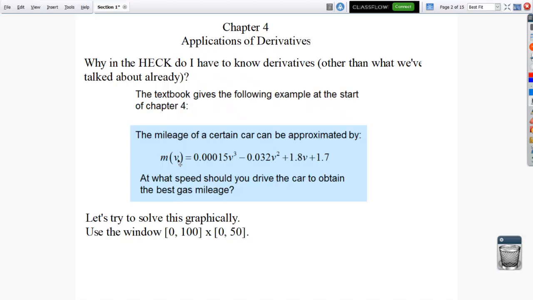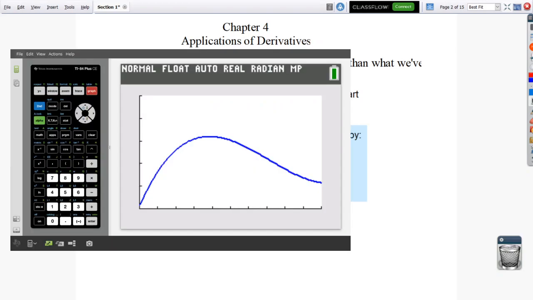If you look back here, I've actually given the graphing window to graph this. So pause this, probably plug this into Y1 on your calculator, and then use this as your window. And when you come back, I will show you on my calculator.